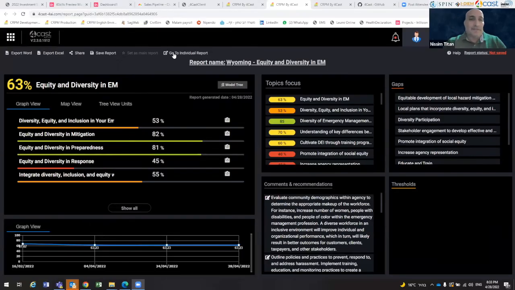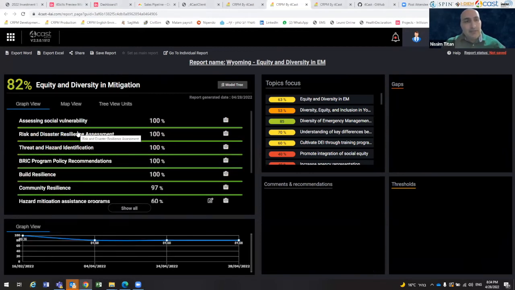Okay, so what we're seeing here is I'll speak about the basics of the model, and then we can go to Github and explain it a little bit more. So the idea here was focusing on equity and diversity in emergency management, where we try to touch each of the pillars of emergency management, mitigation, preparedness, response, and drilling down to each one of them. You can see different metrics that came from BREAK program policy recommendations, assessing social vulnerability, for example, where the idea is collecting data from a lot of sources.